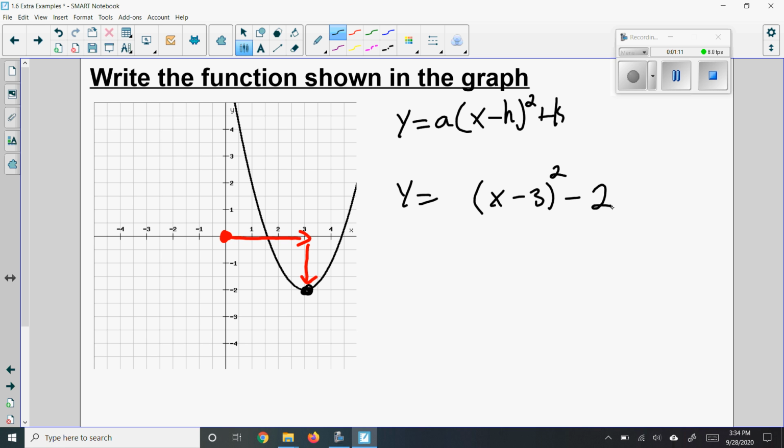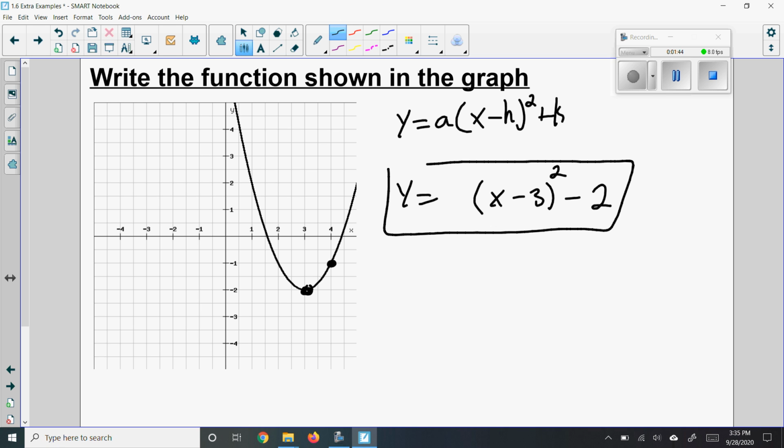Now we need to check the a. And what we do for that is we just take a look at the vertex, and we go up to the next point, the next solid point. To get that next solid point, we had to go over 1 and up 1. Let's see, each of these tick marks is a half. So we went over 1 and up 1, which tells me that a is simply 1. And we can write the 1 there if we want, but we don't need to. Okay, so there's our answer.